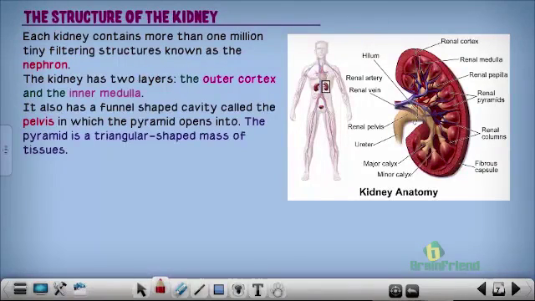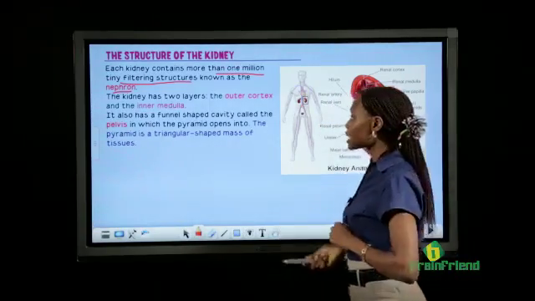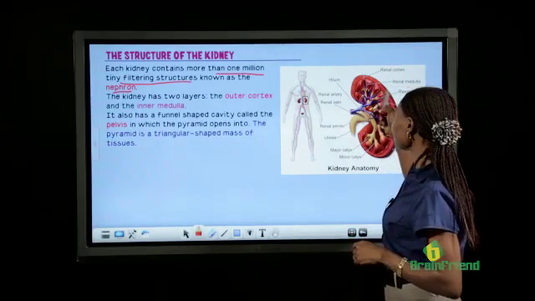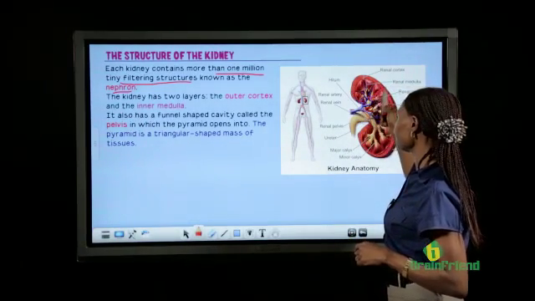Let's do a quick one on the structure of the kidney. The kidney has more than 1 million tiny filtering structures. These structures are known as the nephron. Remember, we said these structures are really tiny, so we can't really see them easily with our eyes.